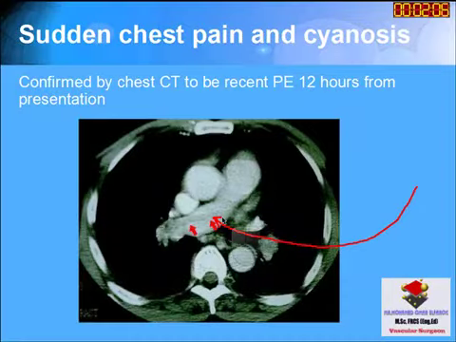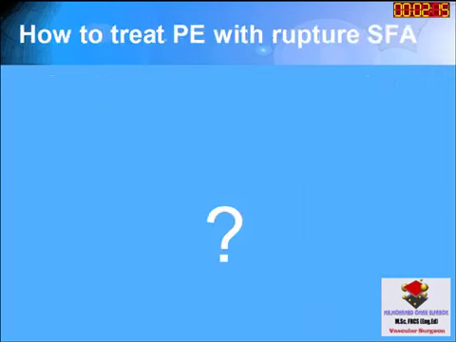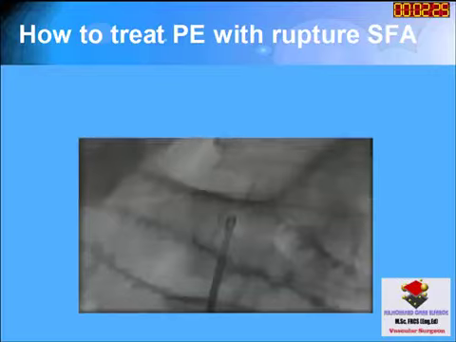So we discussed with the patient and the relative, and we put a plan of having IVC filter, then endovascular management to the rupture aneurysm, and surgery as a second option. How to treat pulmonary emboli with rupture superficial femoral artery is definitely an intriguing question.